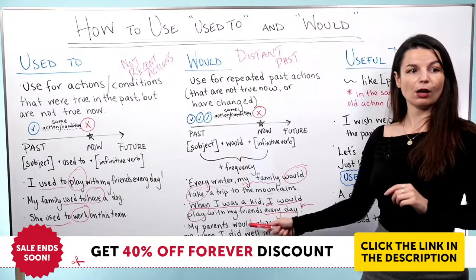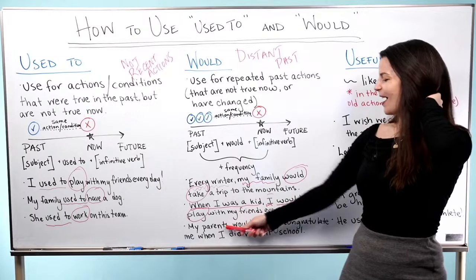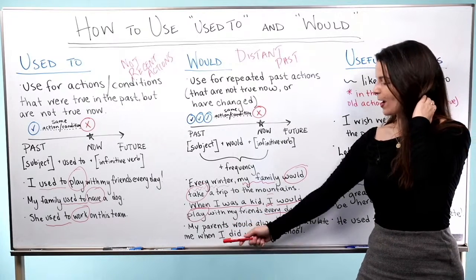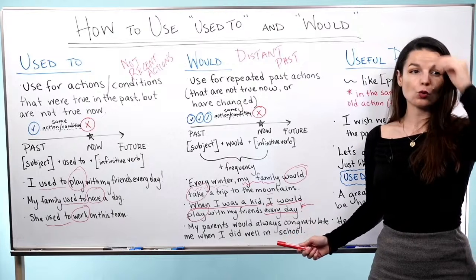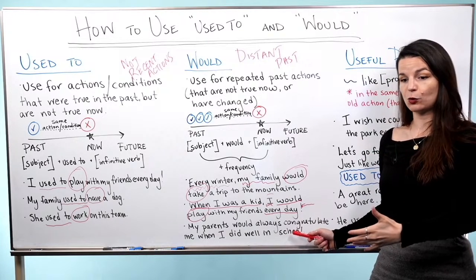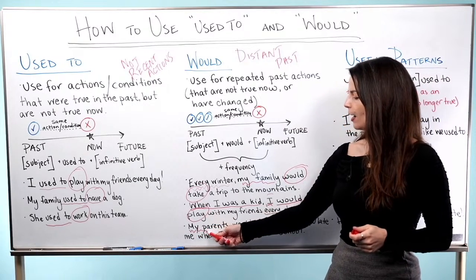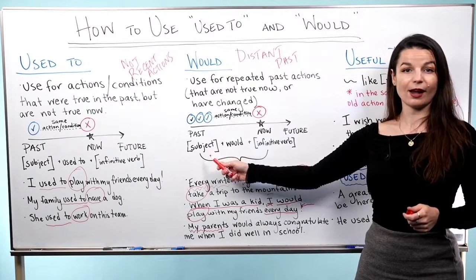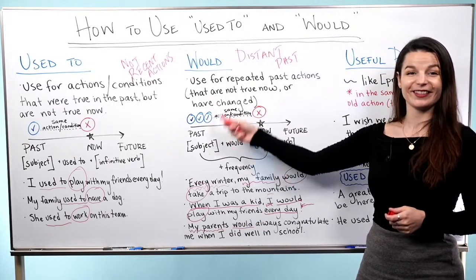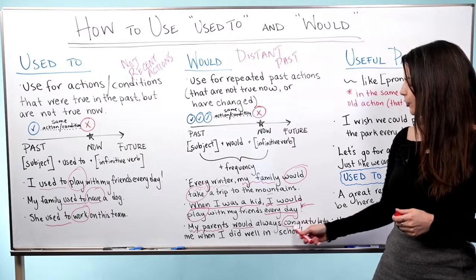So last example, it's hard to see this. Thank you, Control Desk. Okay, so my parents would always congratulate me when I did well in school. So what's happening here? Here is my subject, my parents. Here is would. This tells us a repeated action is coming maybe. And then would always congratulate me.